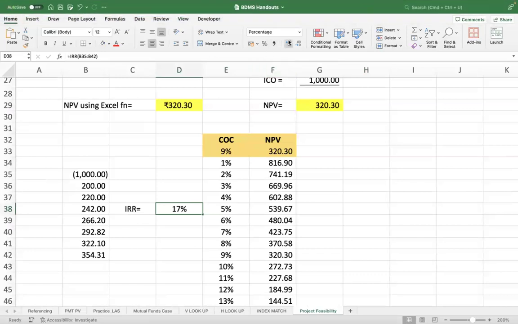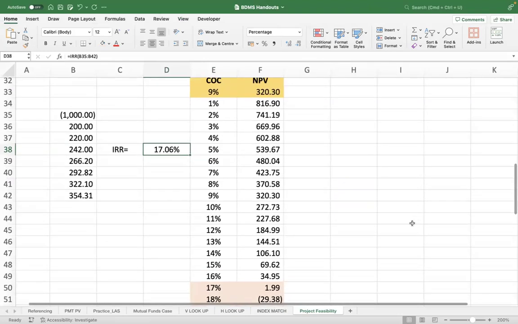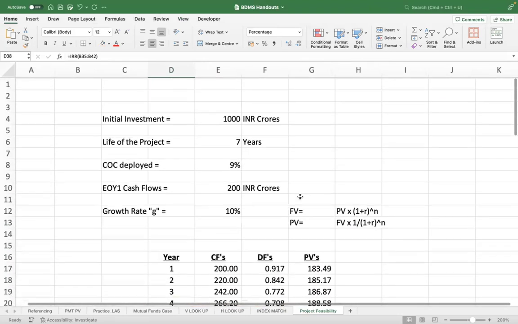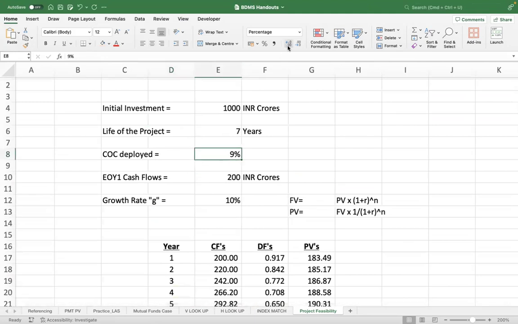What do I get? 17.06%. Can you see this is between 17 and 18? It is. That's why I highlighted that range. That when your cost of capital is between 17 and 18, somewhere NPV becomes equal to 0, and you can see it. IRR is 17.06, and that's where your NPV becomes equal to 0. समझ में आया? Now you can also find this out. Please pay attention. Do not miss.